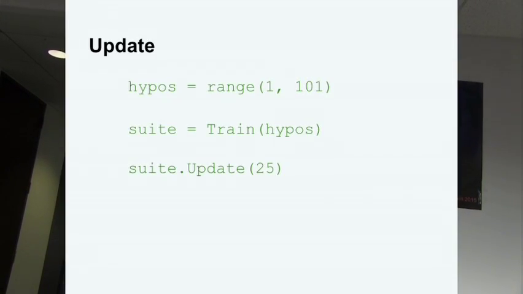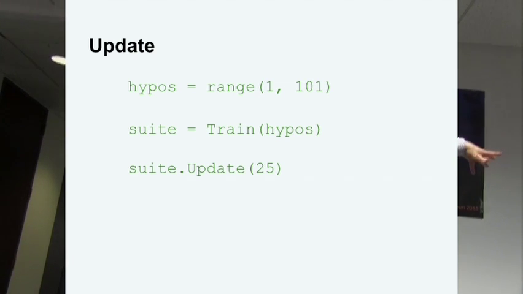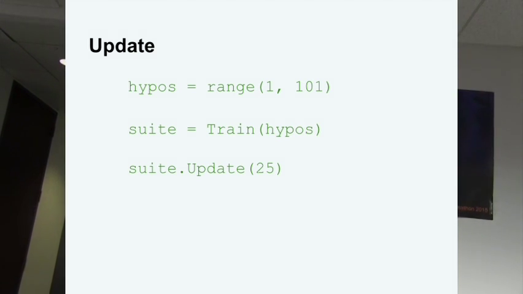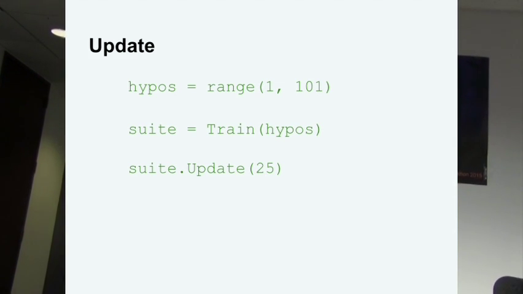But here's how the framework works. I'm going to create a list of hypotheses from 1 to 100, with 101 exclusive. And then I'm going to create a Train suite that has those hypotheses as the priors. And then I'm going to do an update with train number 25.